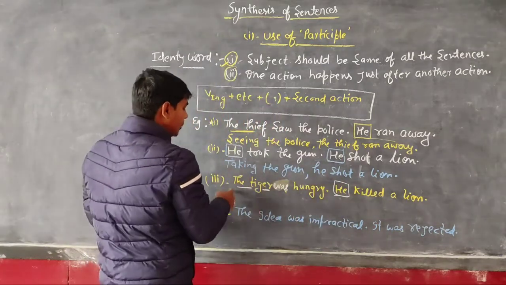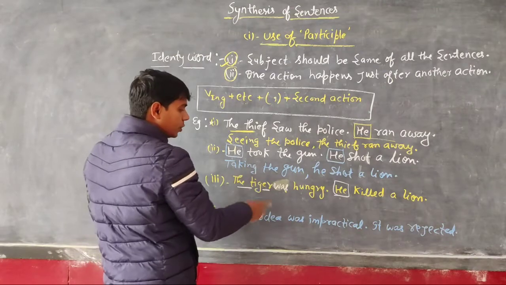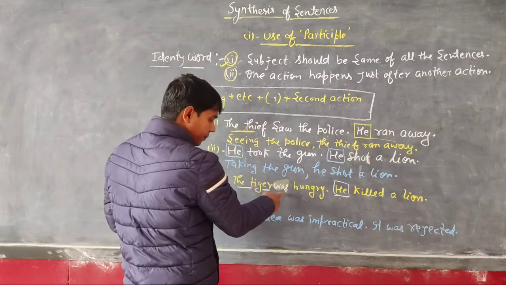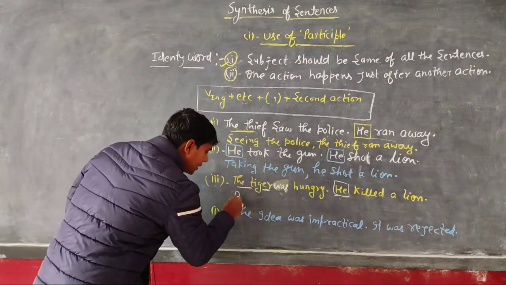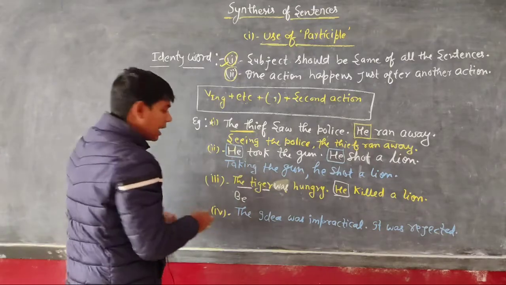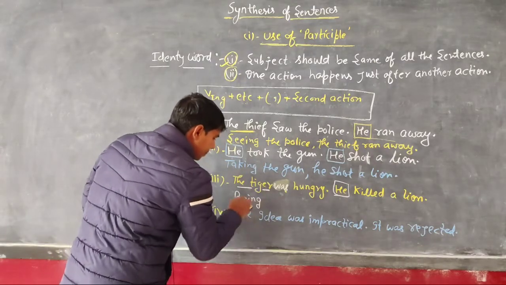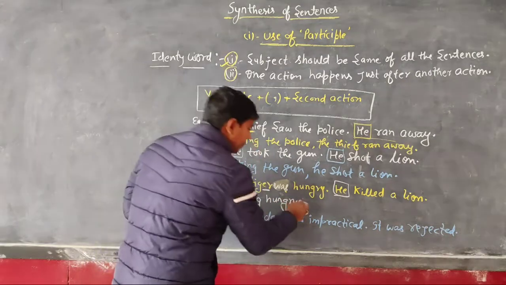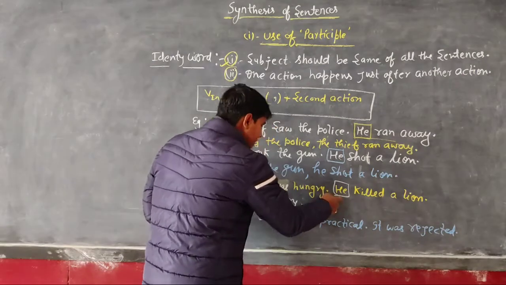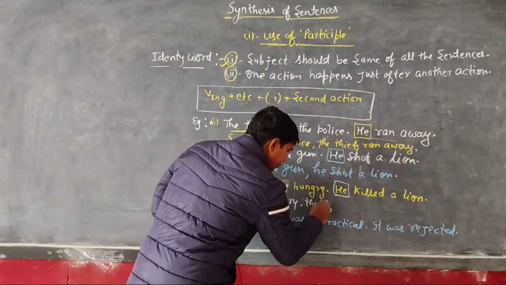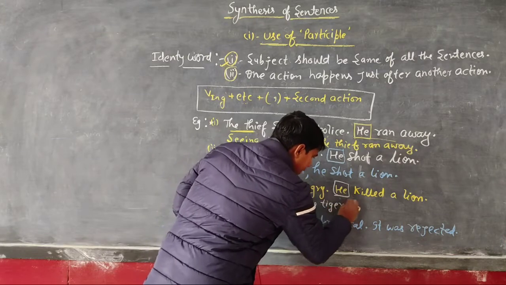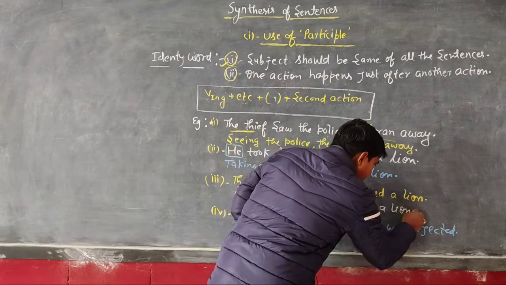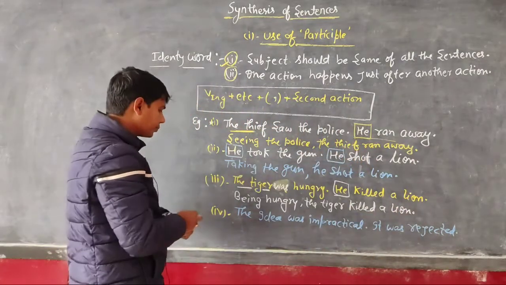So very first you will add the ing form of the verb. In that sentence, was is the verb, and what is the base form of was? We know that be is the base form of the verb was, and we add ing: being hungry. You put a comma. He killed a lion. So he is used for the tiger, so you will mention here the tiger killed a lion. Okay, sir.